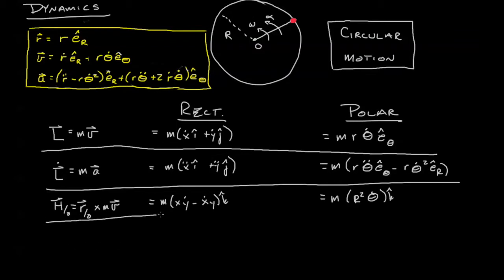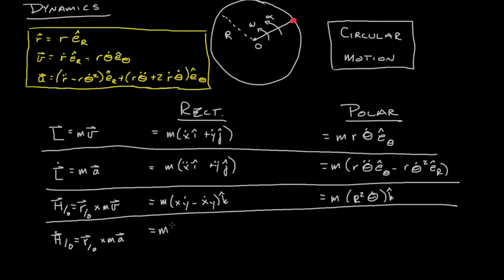The next quantity we want to take a look at is another vector quantity, and that's the change in angular momentum with respect to O. This is simply the position with respect to O crossed with mass times acceleration. In rectangular coordinates, you're going to end up with something fairly simple, except now we're looking at second derivatives instead of first in the k direction. And in a polar coordinate frame, we'll have m r squared theta double dot.